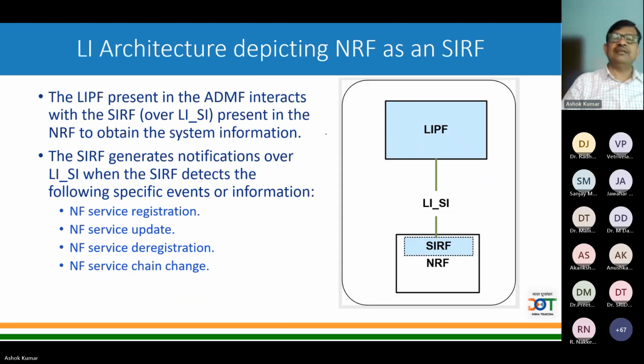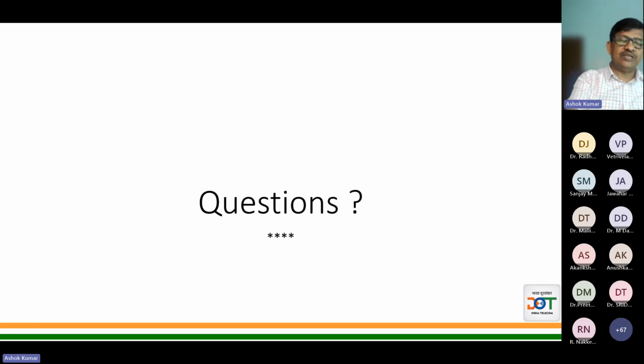And lastly, we have SIRF, which is nothing but equivalent to the network repository function. Interaction with SIRF is done by LIPF, but this information is passed on to LICF. So it's a repository function. Whenever a network function comes into picture, it has to register. Whenever there is a change, it has to update. Whenever we take it down, there is deregistration. So all those aspects of information are available with SIRF. That's why we use it for discovery of different POIs, etc. So with this, I conclude and I open it for any question.